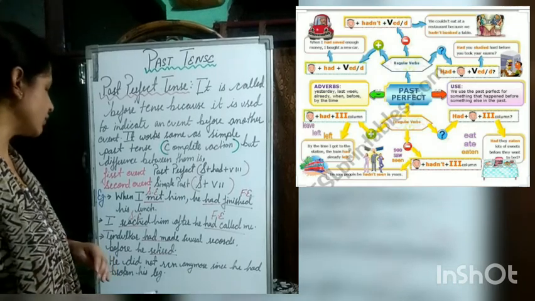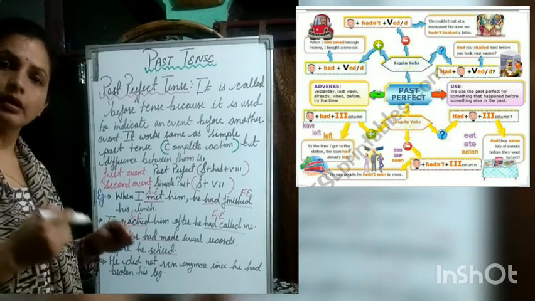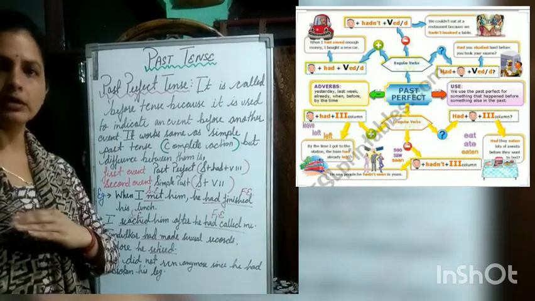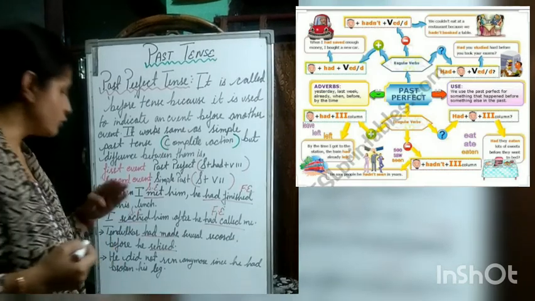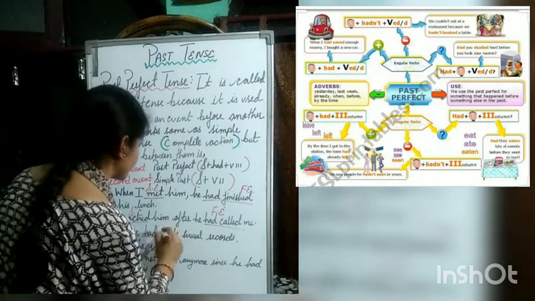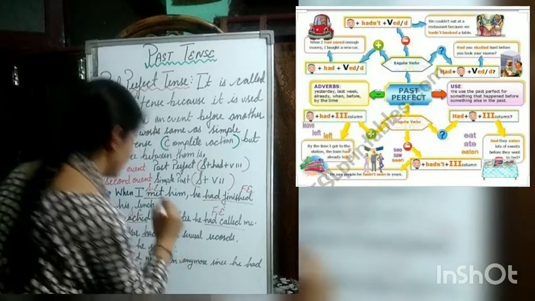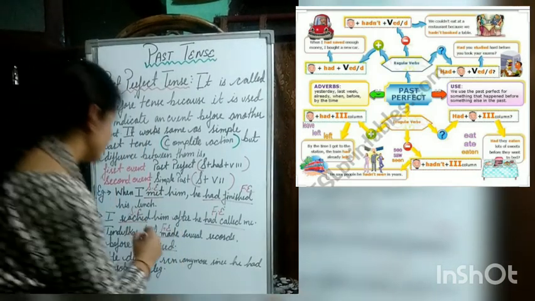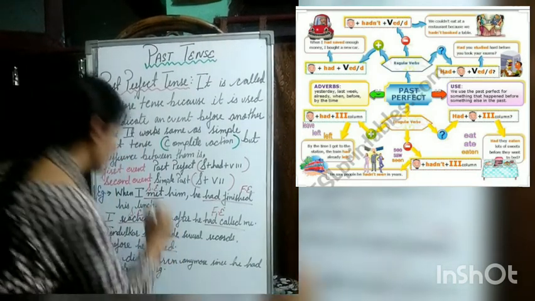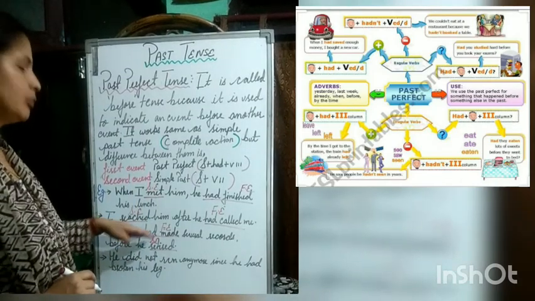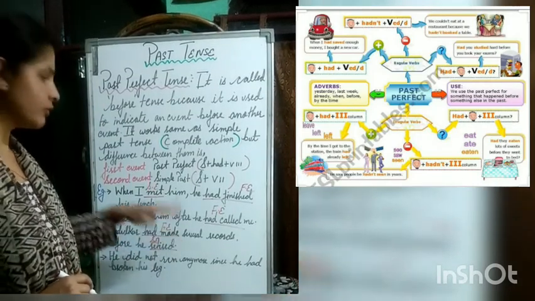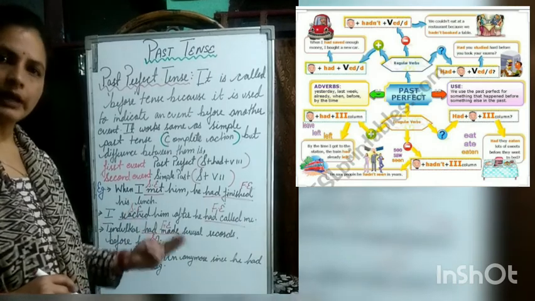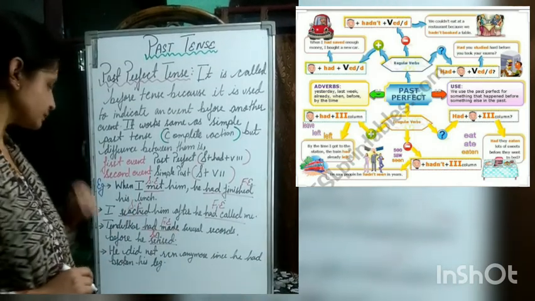He had made several records, and then after it he got retired. Okay, so first event is had made, and second event is retired. Had is a helping verb plus third form of verb, and retired is only second form of verb.